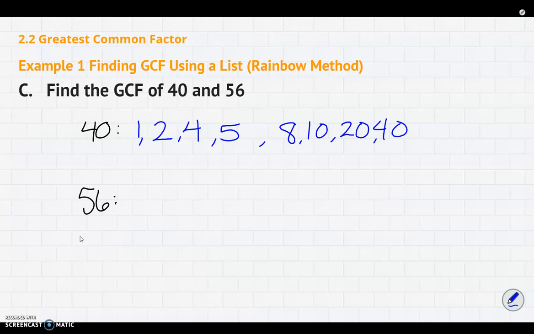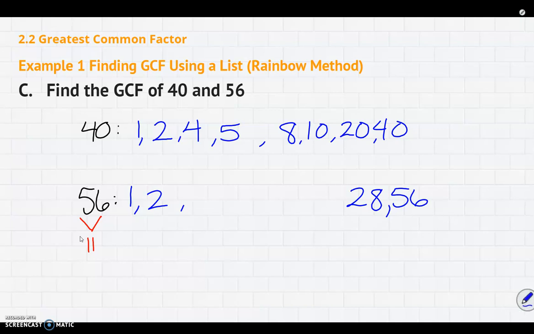I'm going to do the same for 56. I have 1 and 56. 2 and 28. Okay. 3. If I don't know if it's a factor, I could do some long division off to the side to see if it works out. Or I could use the divisibility rules we talked about in 2.1. The divisibility rule for 3 says if the sum of the digits is divisible by 3, so 5 plus 6 is 11. So if 11 was divisible by 3, then 56 would have been divisible by 3. Well, 11 is not divisible by 3, so 56 is not divisible by 3.